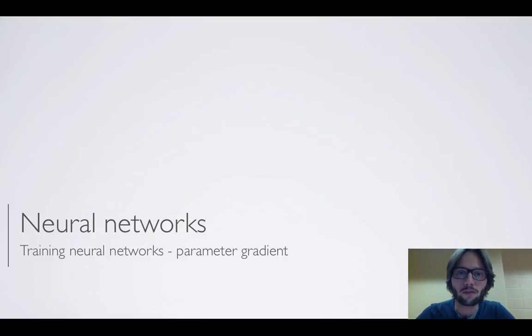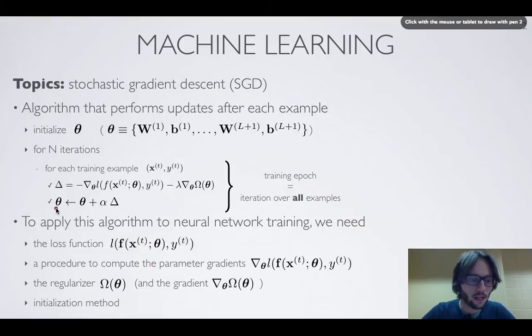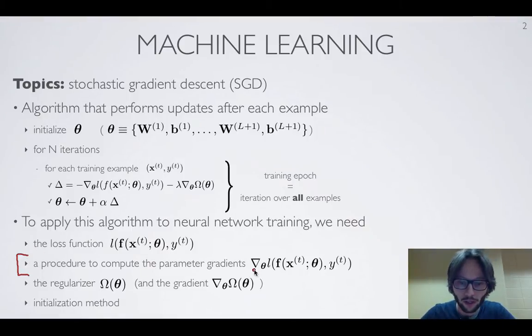In this video, we'll finally look at the expression for the derivatives of the loss function with respect to the parameters in our neural network. So we're finally ready to get the expression for the gradient of the loss function with respect to the parameters that we need to apply the stochastic gradient descent algorithm for training a neural network.